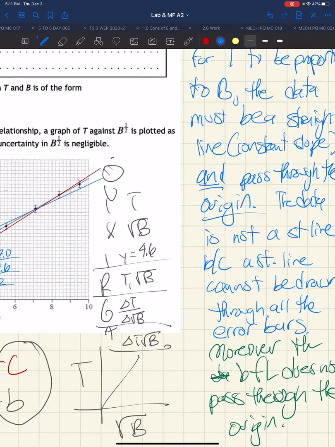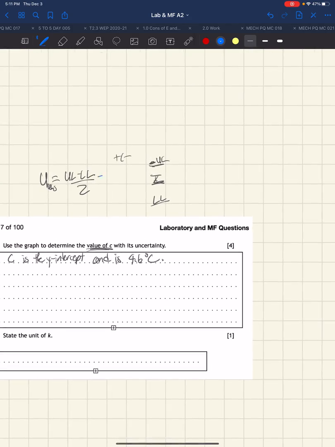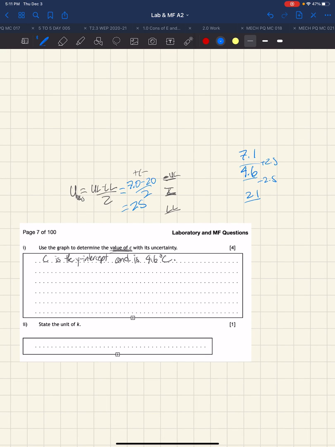Well, we can take that back to our other work page here, and our upper limit is, say, 7, and our lower limit is 2. So that is 5 over 2, or 2.5. So 4.6 plus 2.5 is 7.1, and minus 2.5 is 2.1, like so. So we might say now that we've got an uncertainty of plus or minus 2.5.